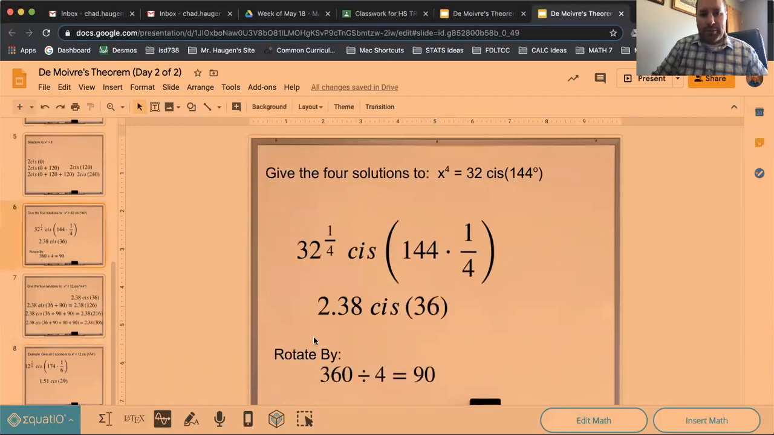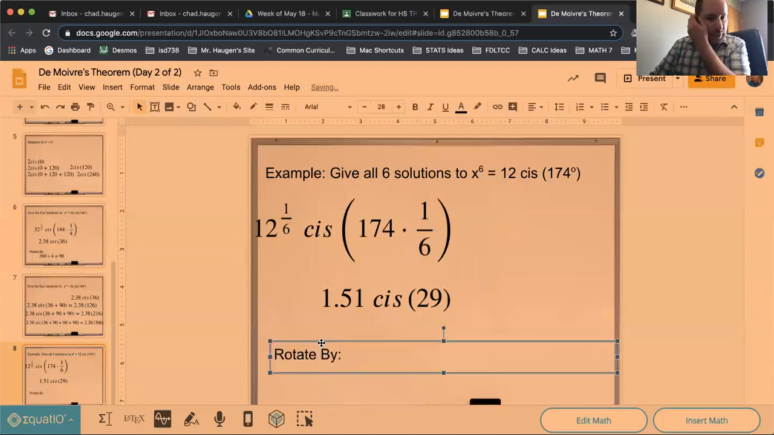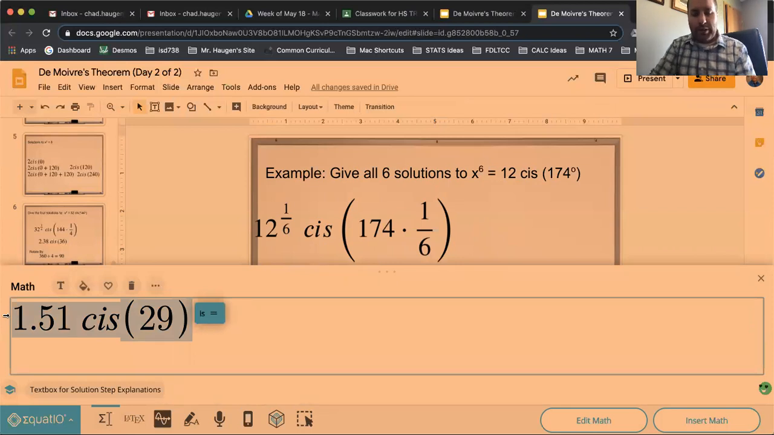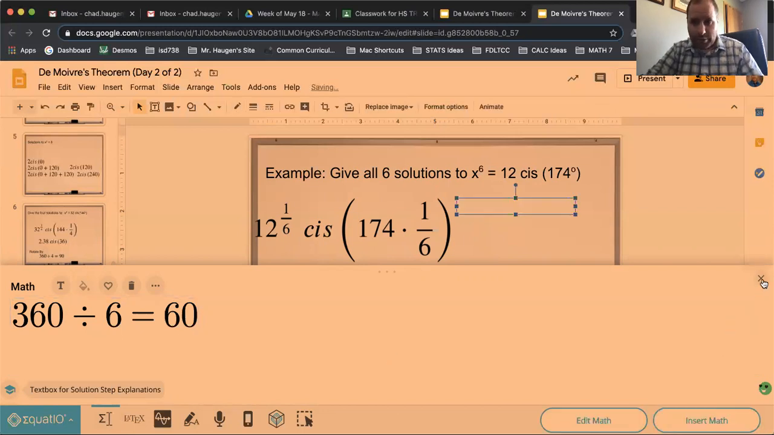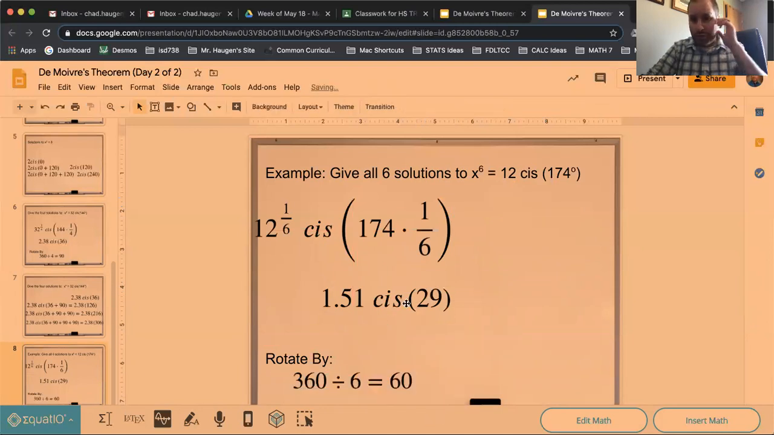And then I'm going to go ahead and steal this one from up here. Now we need to ask, what do we need to rotate by? What we need to rotate by is 360 divided by, in this case, 6, because that is the exponent that we divided off. So 360 divided by 6 is 60 degrees. So we're going to have 6 answers. Each one is going to be this initial one rotated by 60 degrees.